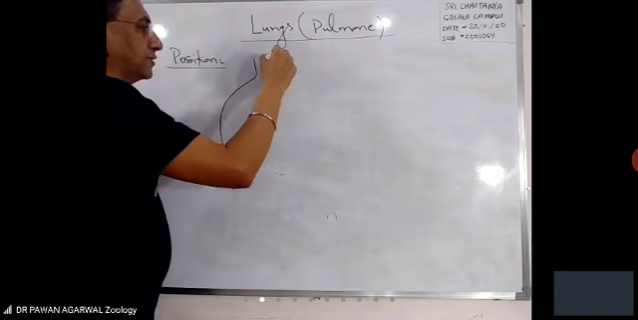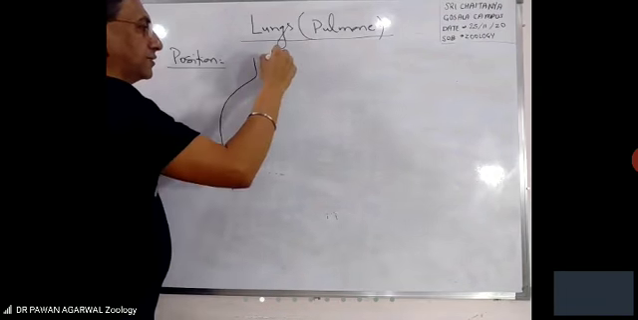A pair of lungs are present in the thoracic cavity just above the diaphragm. Getting this point? Getting where they are present? Just above the diaphragm. This is the diaphragm. It is a muscle.